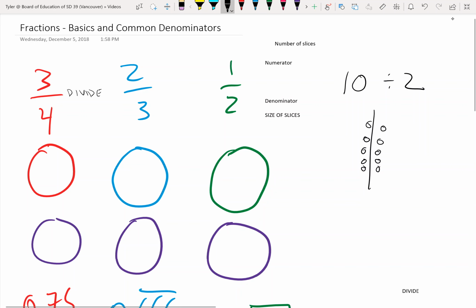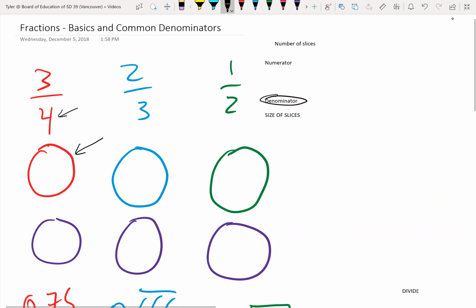We're going to do the same thing with fractions, but what's going to happen is instead we're taking like one entire thing, like a circle, okay, one entire circle, and then we're going to do something with the fraction. The idea is this bottom number is called a denominator. The top number is called a numerator. And I've written here what they mean. The denominator means how big the slices are when you cut up the circle.